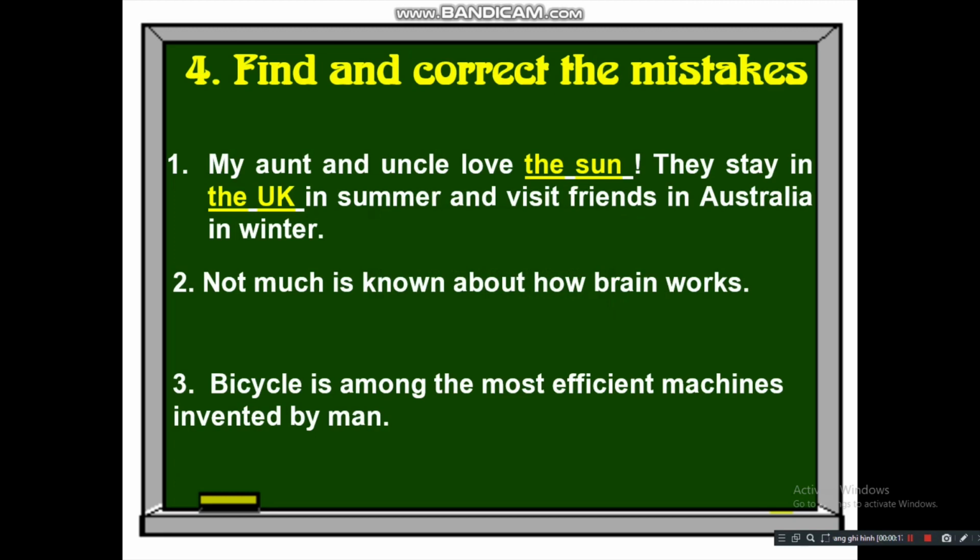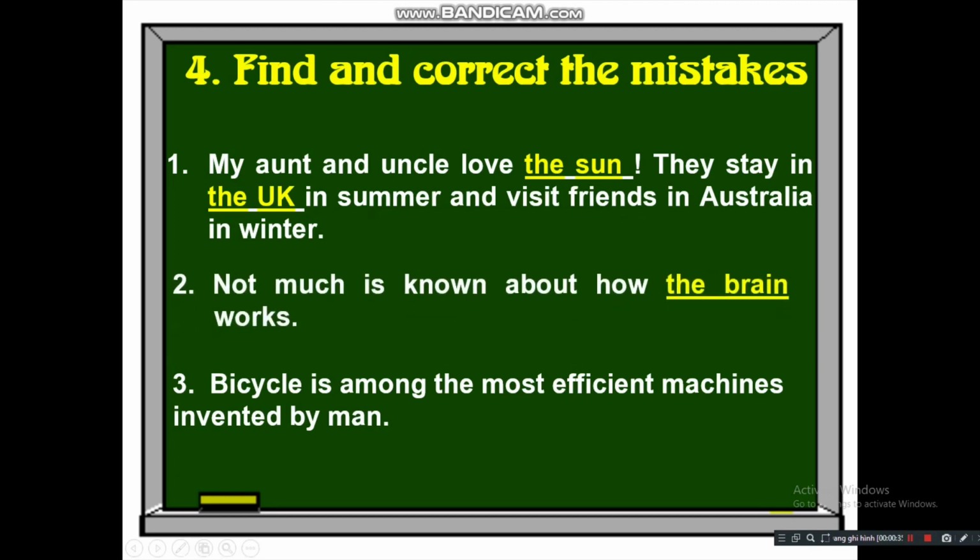Not much is known about how brain works. And the answer is... the mistake here is "brain", so we will correct it with "the brain". Not much is known about how the brain works.